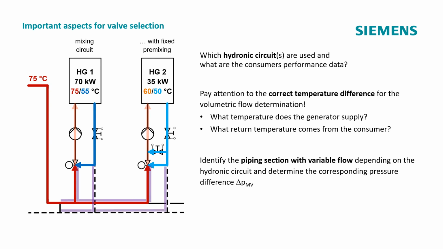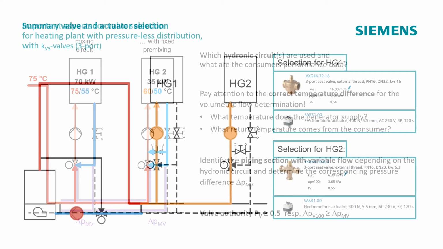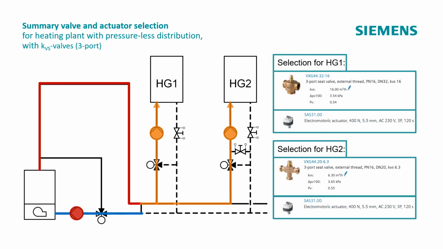Identify the piping section with variable flow correctly depending on the hydronic circuit, and determine the corresponding pressure difference delta PMV. The valve authority PV should be equal to or greater than 0.5, or in other words delta PV100 should be equal to or greater than delta PMV. In summary, here the selected valves and actuators for the heating groups 1 and 2.